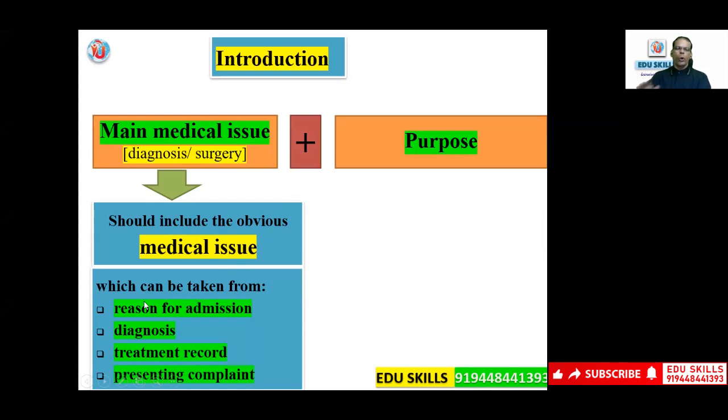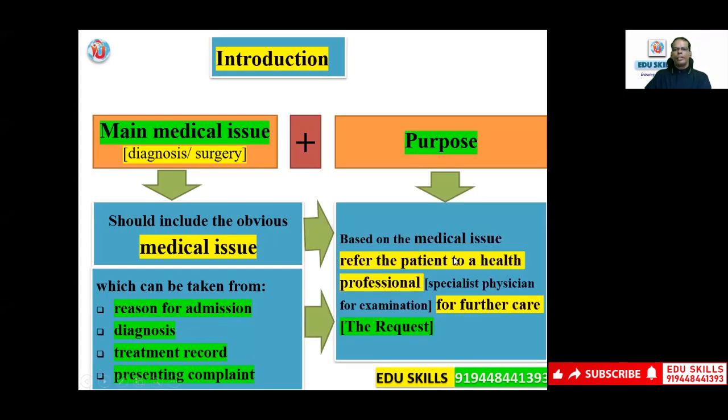Where do you locate it in your case note? It can be taken from reason for admission, or sometimes in some case notes it's diagnosis. In other case notes, it could be treatment record, or presenting complaint. So under these headings, you can find the main medical issue or the chief complaint. Okay. And based on the medical issue, you refer the patient to a health professional, specialist physician, or for examination, further care request, all those things. Based on that main medical issue, you will write the purpose.